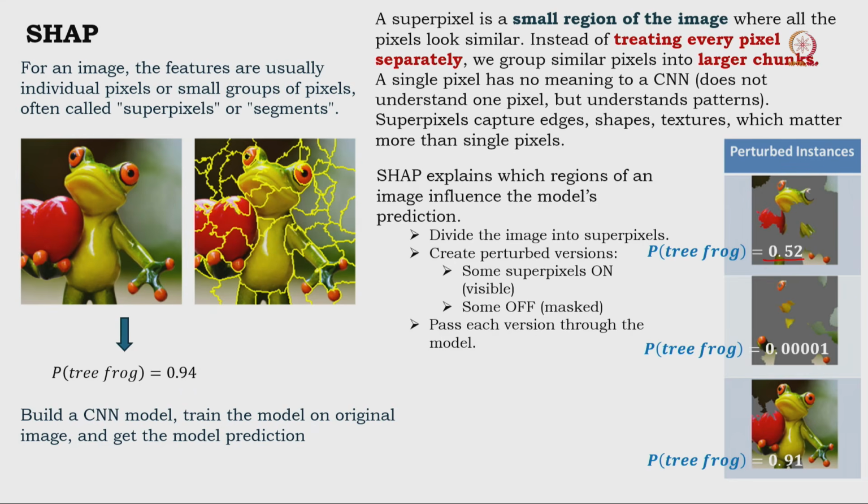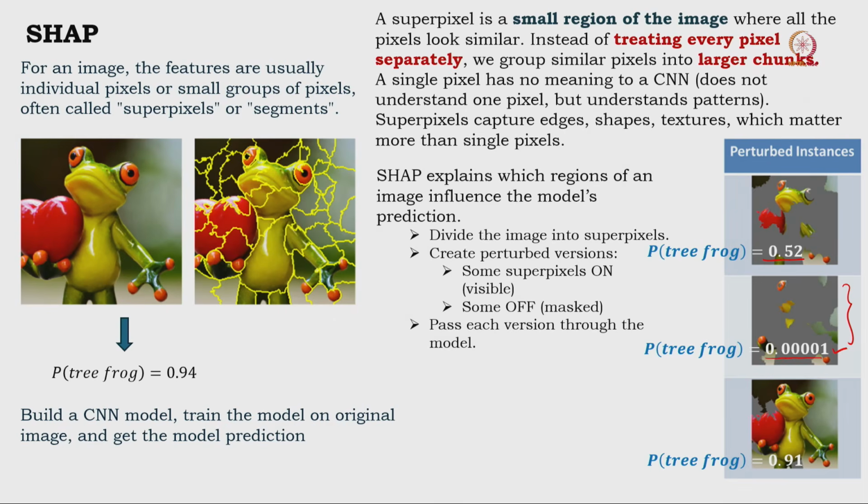When this perturbed instance is passed to the CNN model, it gives us a very low probability, because if you look at this particular image, the important parts are being masked. Therefore, the model is totally confused. The model is not clear what exactly this is. Therefore, the probability with which it predicts that it is a tree frog is very, very small.